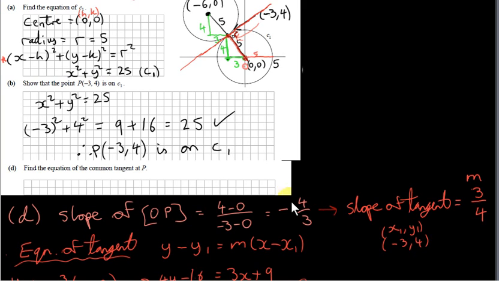Just notice a few things here. The slope of OP is negative, as expected, because it's a line going in this direction. So it's minus 4/3. The slope of the tangent is positive, as expected. The tangent is going in this direction.